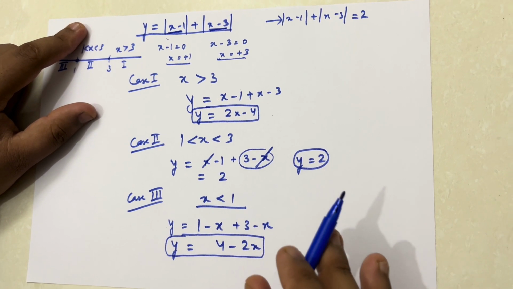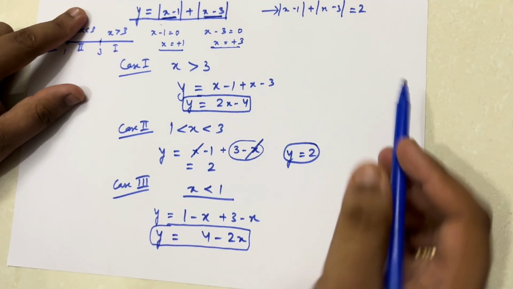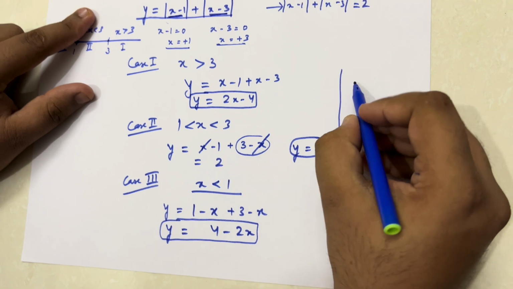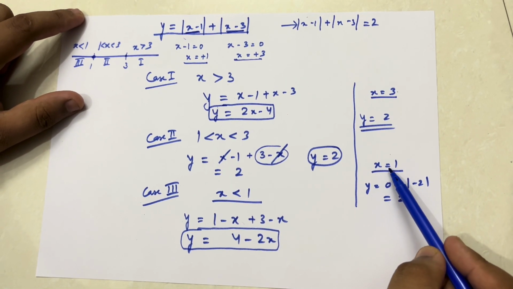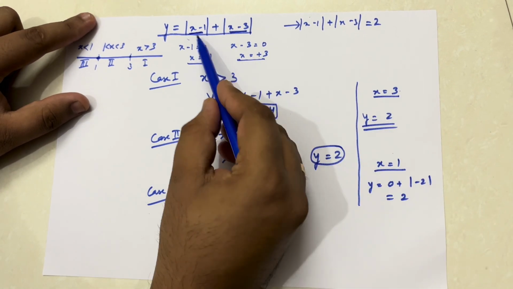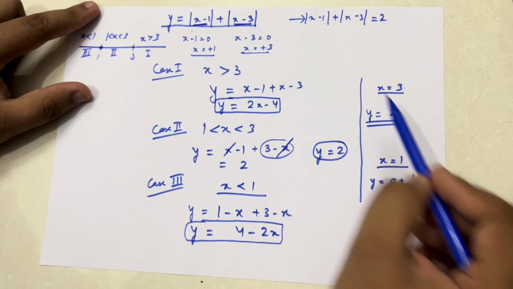So here are the equations that you are getting. One is case 1 when x is greater than 3. Two more cases remain: if x is equal to 3 and if x is equal to 1. If x is equal to 3, just put the value of 3. So 3 minus 1 is 2, and the other part becomes 0. So y is 2.